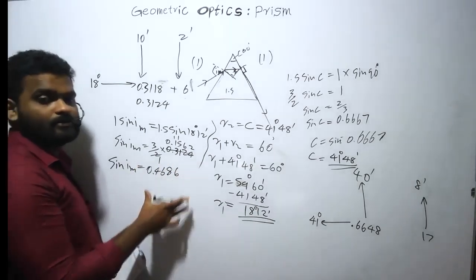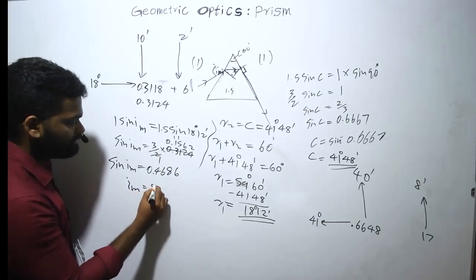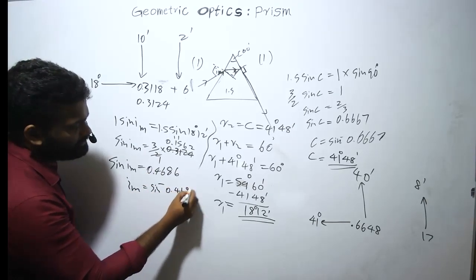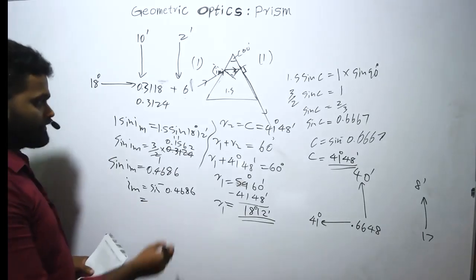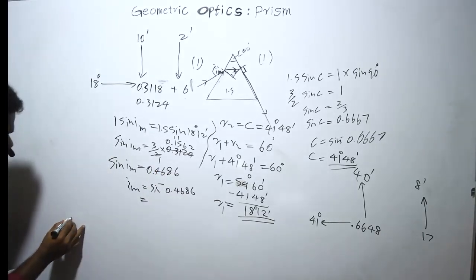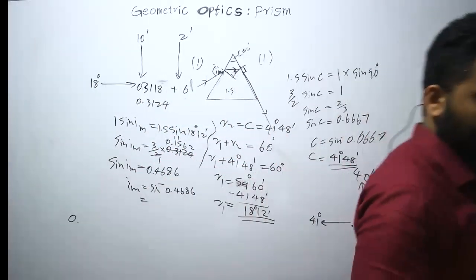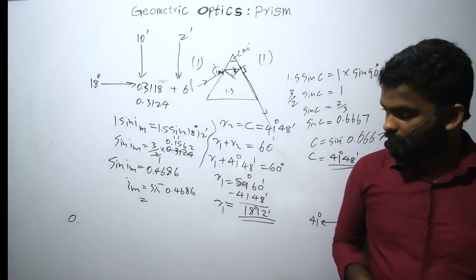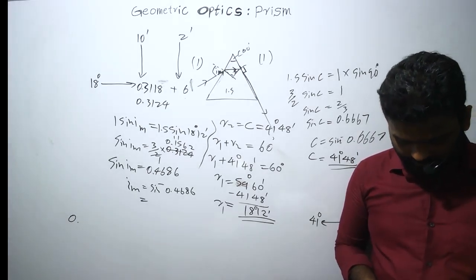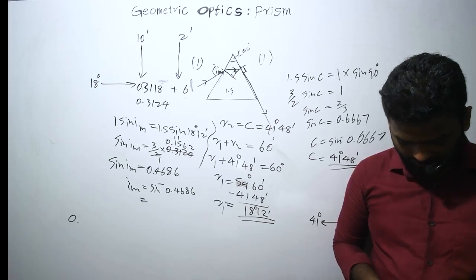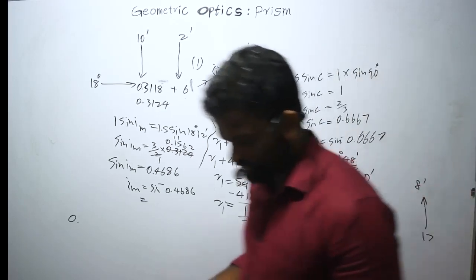Then again you have to go for the inverse. Im is equal to sin inverse 0.4686, right? You need to find a close value to that. Close value. 4686. What do we have? We have 4669, right? 4669.